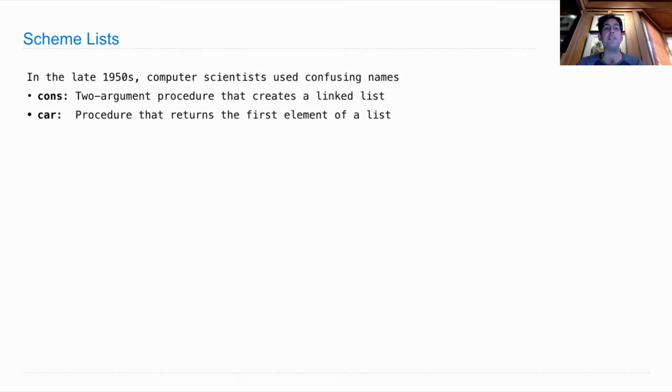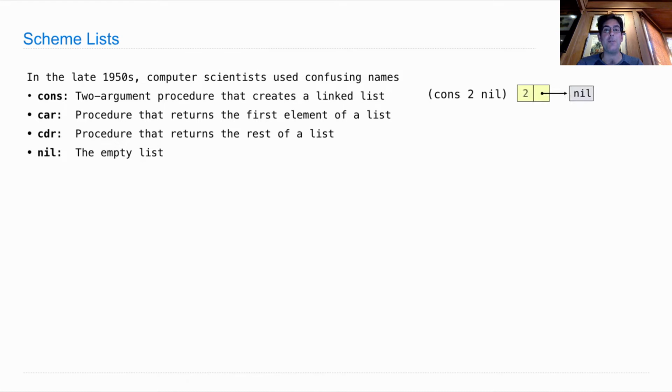Car is the procedure that returns the first element of a list in Scheme, and cdr is the procedure that returns the rest of the list. There's also a built-in symbol nil, which evaluates to the empty list. So, to create a linked list of length 1 containing the value 2, you would write (cons 2 nil), which would build a cons with 2 and the rest of it being nil. Oftentimes that's drawn in this way, where the slash just means that the rest of this list is empty.